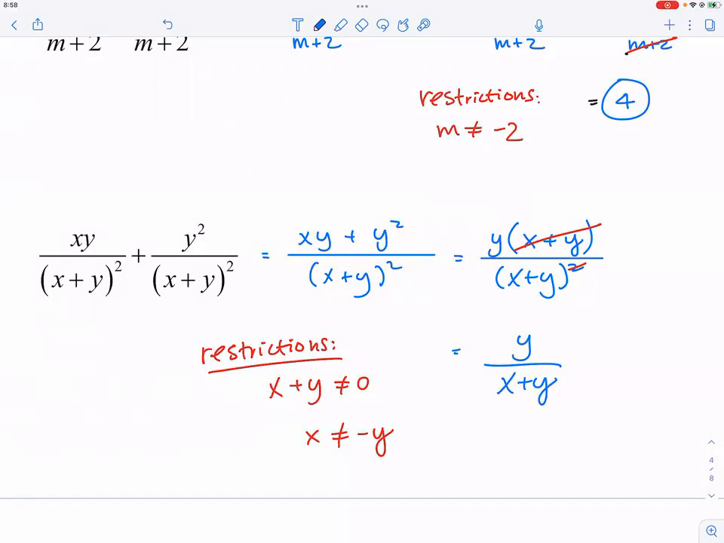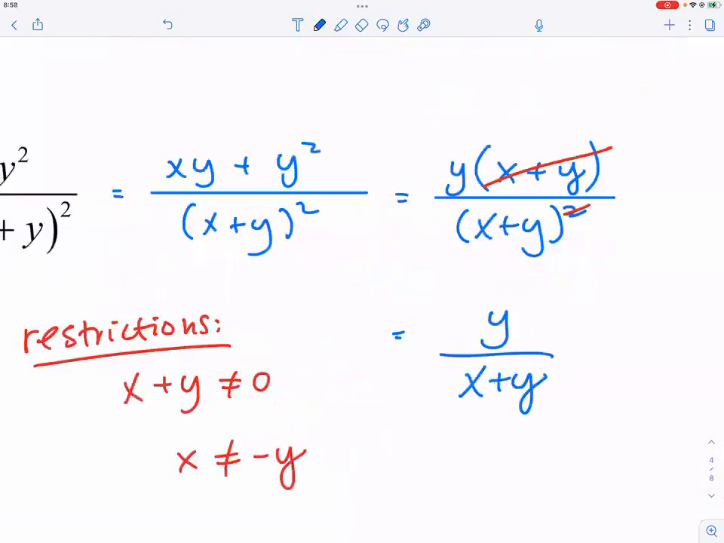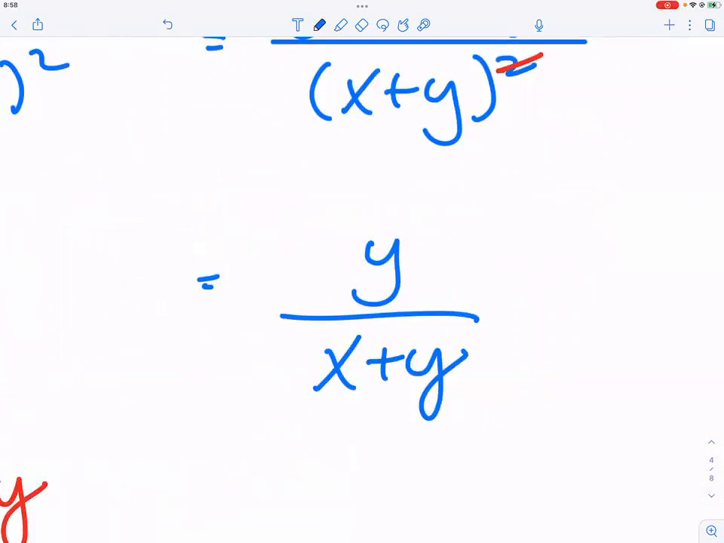And now, so we have this, and there's a very, very common problem. People are looking at this, and people ask, can we cancel out the y?